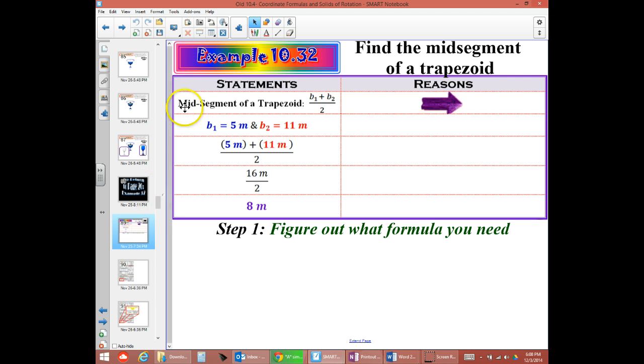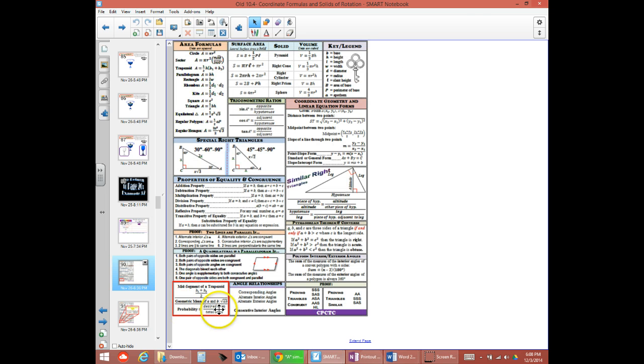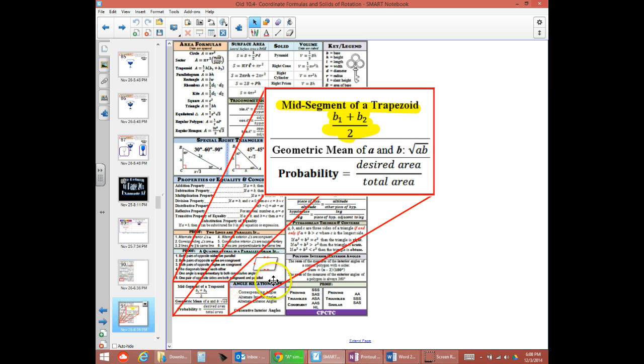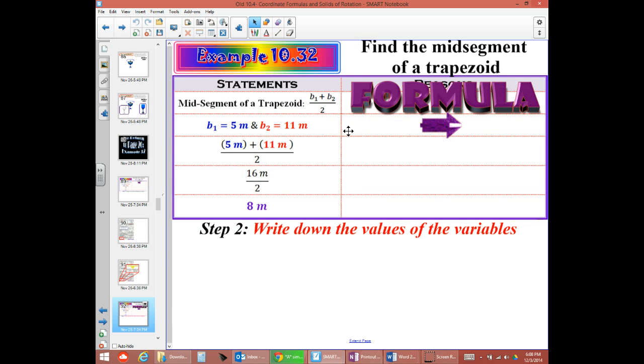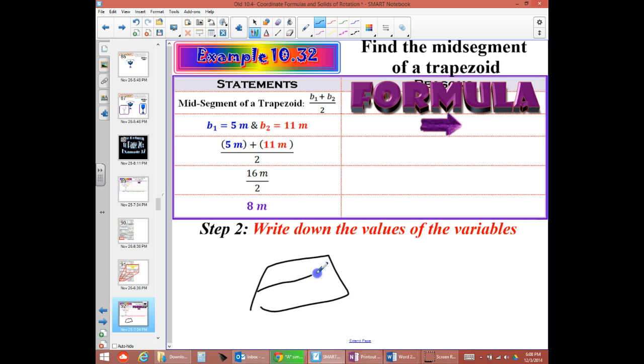So mid-segment of a trapezoid. We've discussed mid-segments before. It was the segment that goes through the middle of the trapezoid. The formula for it is on your cheat sheet at the bottom left corner. So a mid-segment of a trapezoid is base 1 plus base 2 over 2. So if you recall from the picture, we had a trapezoid, something like this, and the mid-segment was the one that went right through the middle. For us, we just need to know the mid-segment formula.